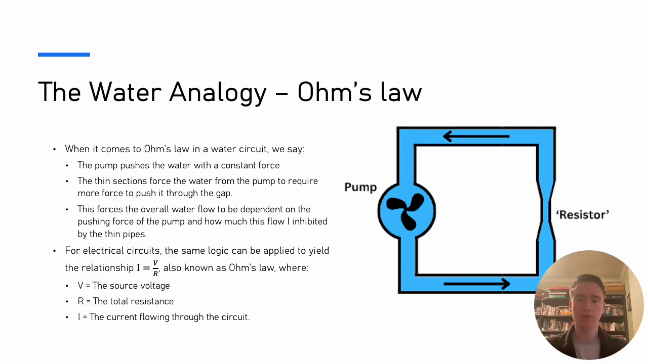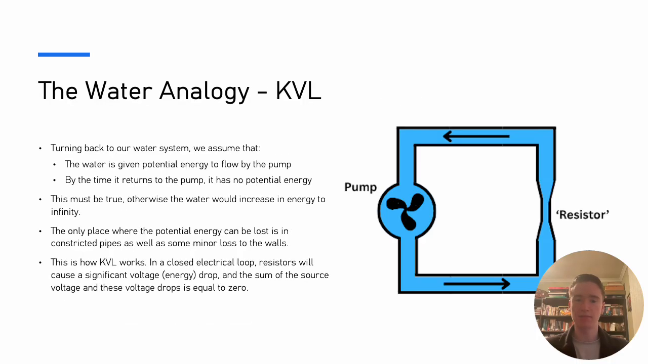The total current flow depends on the pushing force, the voltage, and the inhibiting force, the total resistance. In other words, I is V over R.